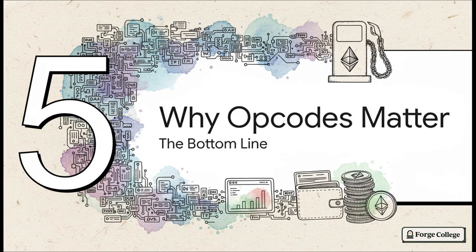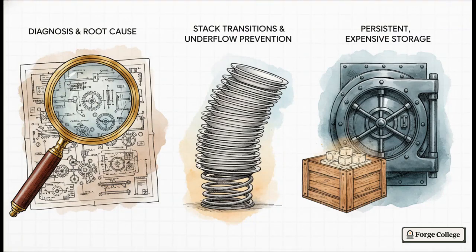All right, Section 5, why opcodes actually matter, the bottom line. So the crucial point here is, why does any of this actually matter to us? Well, it's simple, because opcodes directly dictate your gas bill. We can pretty much boil EVM mastery down to 3 fundamental rules. First, categorize before you optimize. Are you seeing a massive gas spike? Figure out if it's a storage issue or just memory expansion. Target the disease, not the symptom.